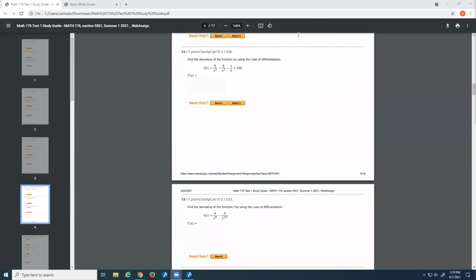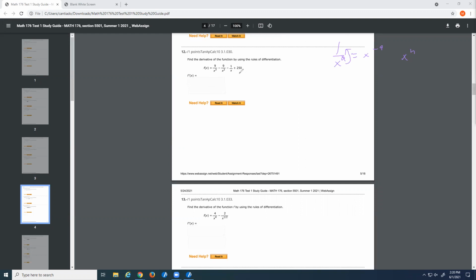Let me scroll down. For number 12, we'll find the derivative again, where this is our function. We have f of x equal to 9 over x cubed minus 9 over x squared minus 1 over x plus 250. For this, we have to remember some exponent rules. If we have 1 over x to the a, we can rewrite this as x to the minus a, bringing the x to the numerator. That's what I'm going to do to start, because it's not easy to take a derivative when we don't have the form x to the n.